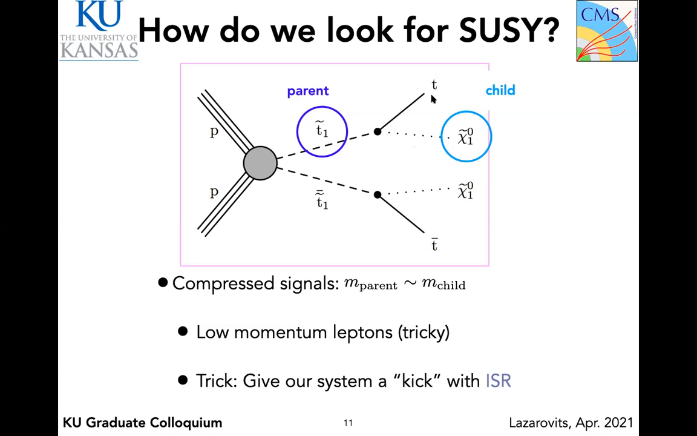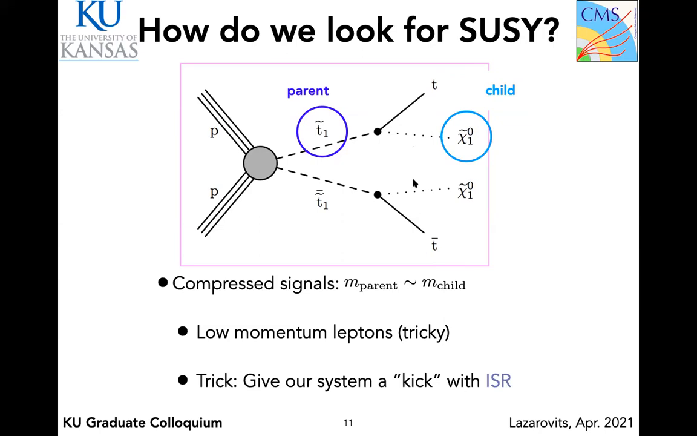In this case, we have a top, which usually decays into a B quark and a W boson. The W boson could continue on to decay into a lepton and a neutrino. So that lepton in the final state would just not have a lot of momentum. It would be very difficult to detect in our detector.